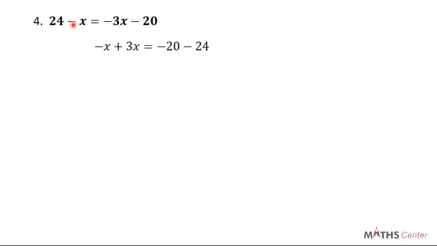So I'll keep minus x here, then plus, when I bring this one to this side, it becomes 3x. Because it's negative, when it crosses, it becomes positive. So plus 3x is equal to, I have minus 20 here. 24 here is positive. When it comes here, it becomes negative. So minus 24. Now, from indices, we know that minus x plus 3x will give us 2x.